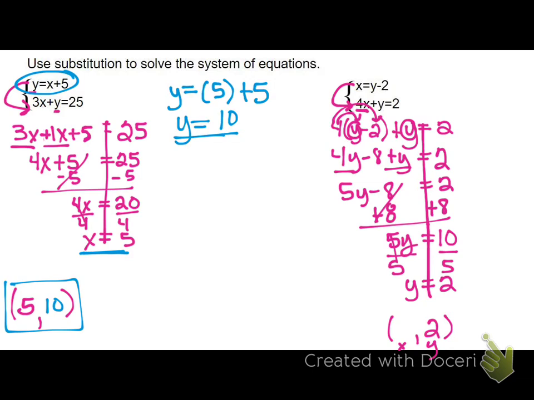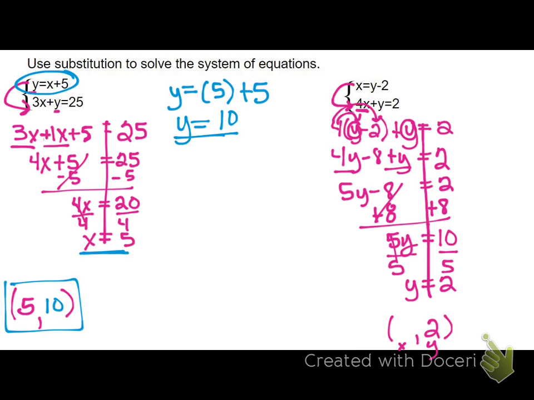Now, if I know y equals 2, I'm going to substitute for y. It does not matter, you guys, which equation you choose to do. You will get the same answer. But if you want to do less work, you want to pick the equation with less steps. What do you guys think the equation is going to be with less steps? The top one.